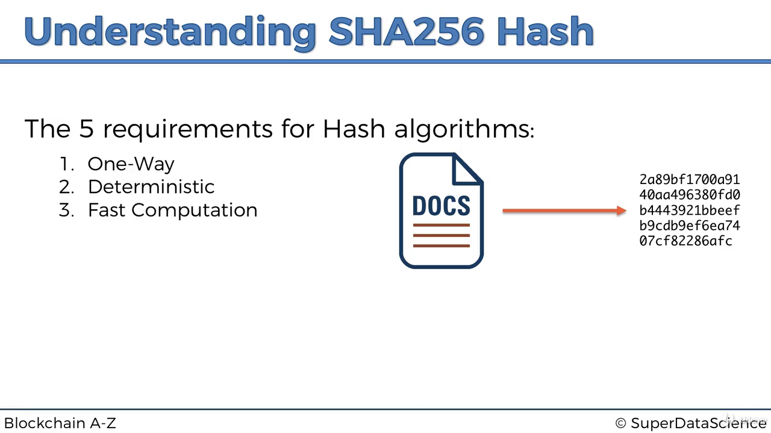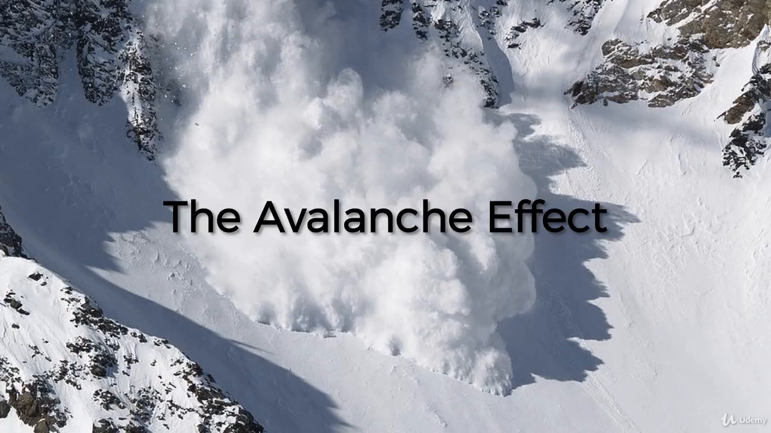The third requirement is it has to have fast computation, and we'll see throughout the course why that's important. And the fourth requirement is the avalanche effect. And I specifically put an image here to ingrain this in our memory so we remember that we saw this avalanche on the screen. It is an ultra important requirement of the hash algorithm. So let's see what it implies.